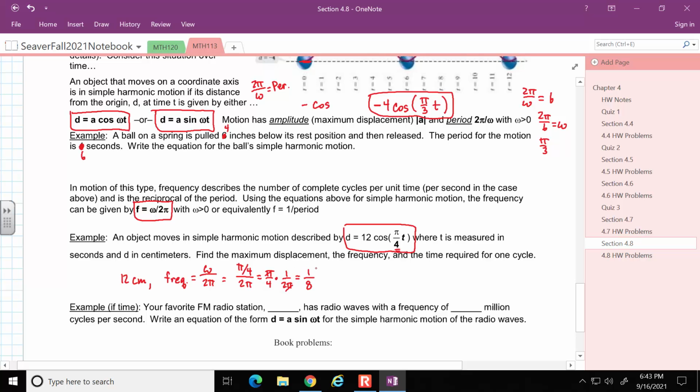The next question is, what's the time required for one cycle? What do you think? 8 seconds, right? I've completed 1/8 of a cycle in 1 second, so it's going to take me 8 seconds to do a complete cycle. Or you could say 2 pi times 4 over pi, which is 8 seconds. So there you go.